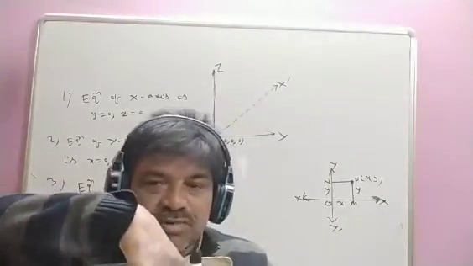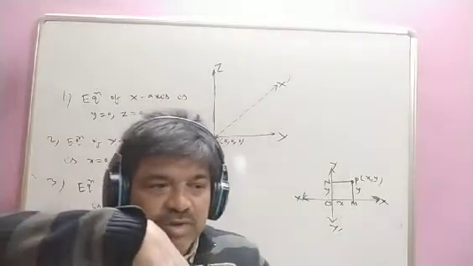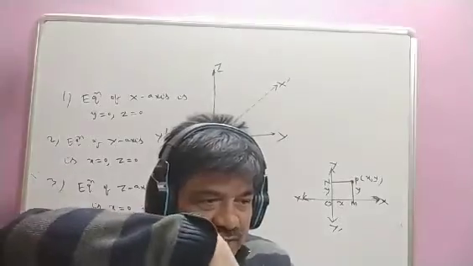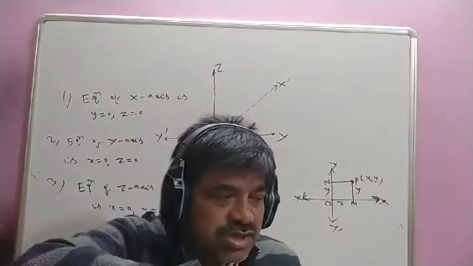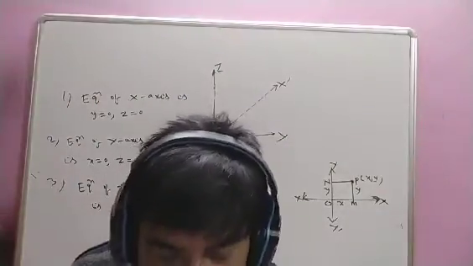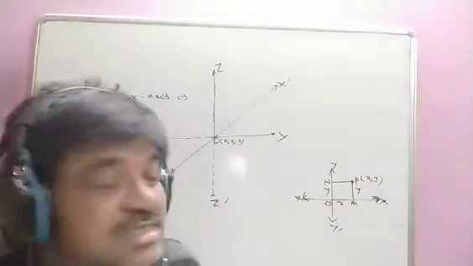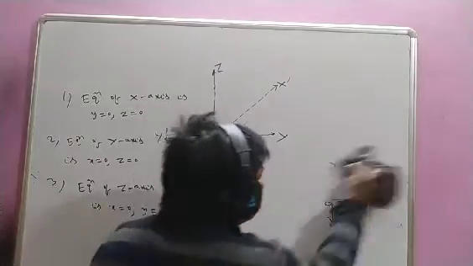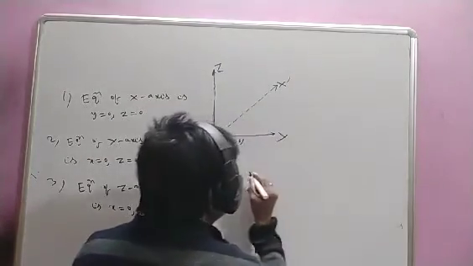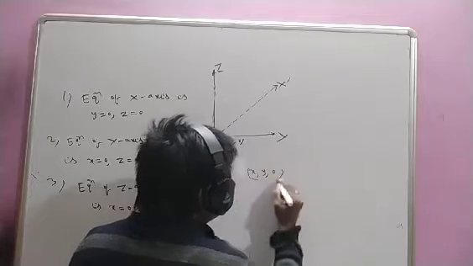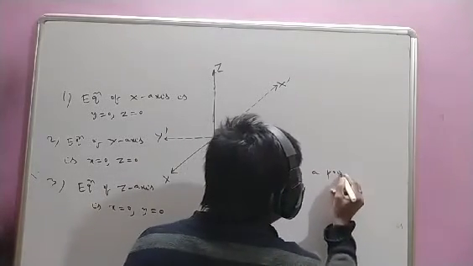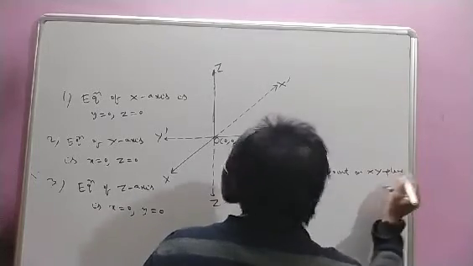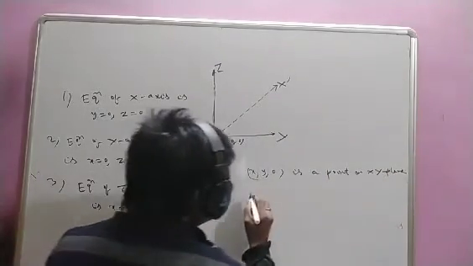So the coordinate of this point, the foot of the perpendicular, is x comma y comma 0. It has only x coordinate and y coordinate. The z coordinate is 0. So this is on which plane? XY plane. On the XY plane you have only x coordinate and y coordinate, and the z coordinate is 0. So you write x comma y comma 0 is a point on the xy plane.